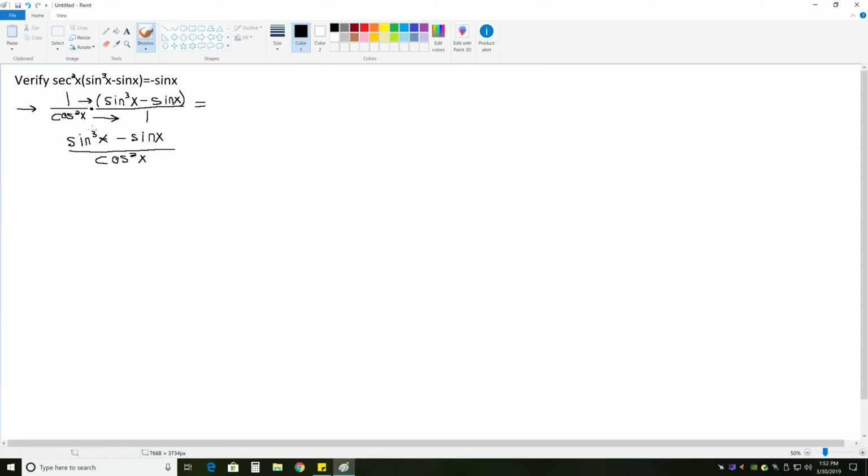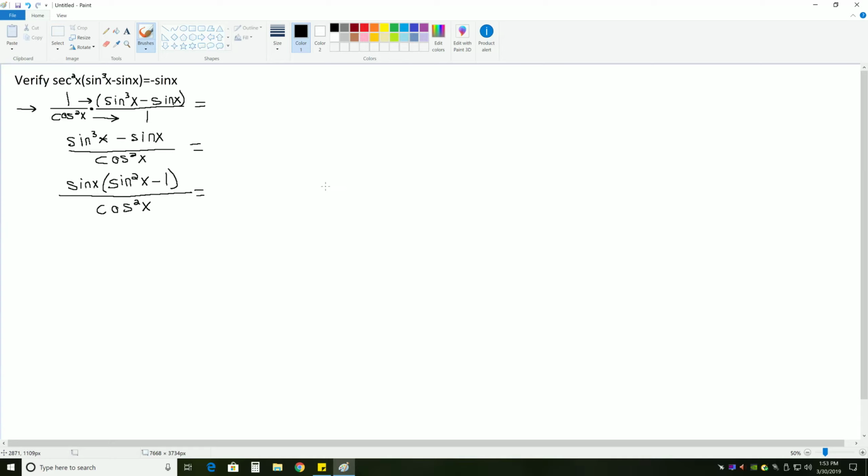So in this case, notice that we can factor out a sine x from each of these terms in the numerator. So let's go ahead and do that. That'll give us sine x times sine squared x minus 1 when we divide each of these terms by sine x, all over cosine squared x. And now from here, sine squared x minus 1, that looks very similar to one of our Pythagorean identities.